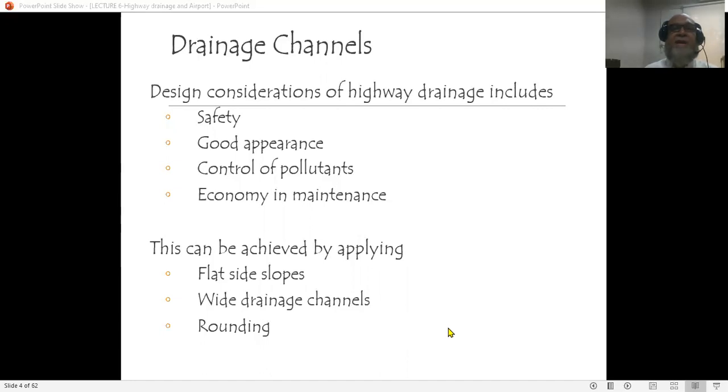So the design considerations for highway drainage include but are not limited to safety, good appearance, control of pollutant, and economy in maintenance. How we can achieve this is by doing these things: providing flat side slopes, the drainage channel should be wide enough, and the rounding of the corners.